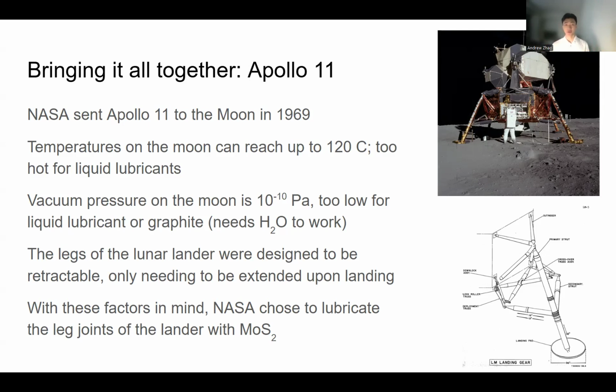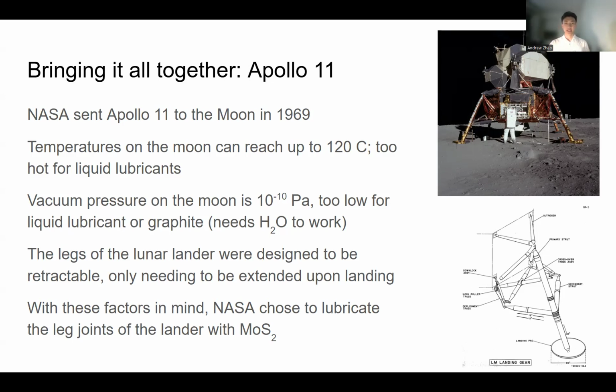The vacuum pressure on the moon, for example, is 10 to the minus 10 pascals, which is way too low for liquid lubricant or graphite, because graphite needs H2O to adsorb onto the layers of graphite to reduce the electrostatic interactions between the layers. And it's also way too low for liquid lubricant because, as you can imagine, some liquid lubricant would become gaseous in this kind of environment. But the legs of the lunar lander were designed to be retractable. They wanted the legs to be retracted into the body of the lunar lander while in space flight, and only extended upon landing on the lunar surface.